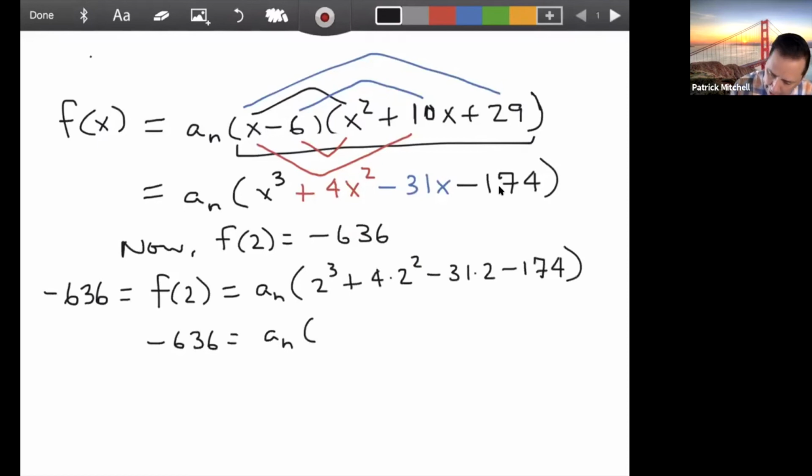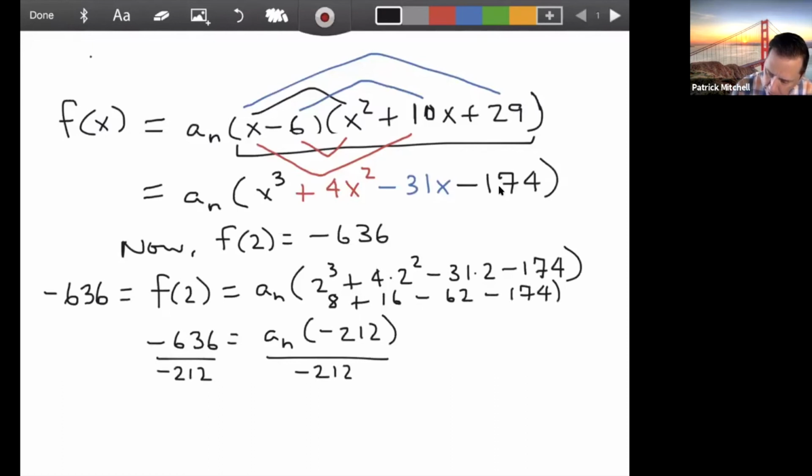2 cubed is 8. 2 squared is 4. 4 times 4 is 16. Minus 62. 24 minus 62 is negative 38. Negative 38 minus 174 is negative 212. All right. So now I think we know what a sub n is. If I divide both sides of this by negative 212, that means that a sub n is equal to 3.